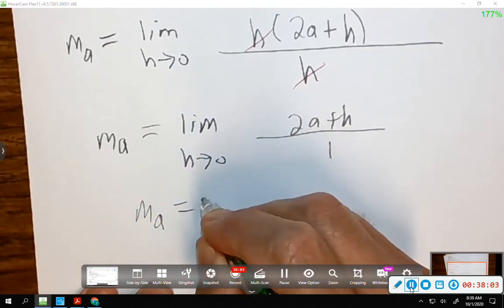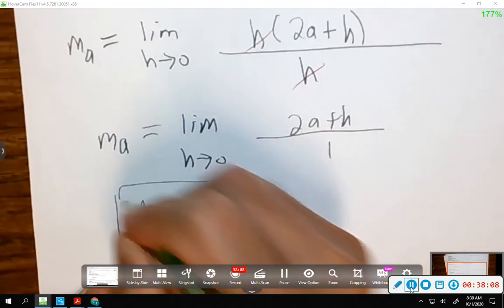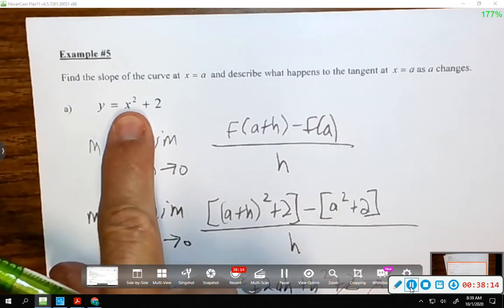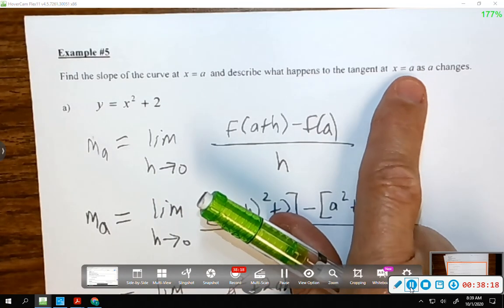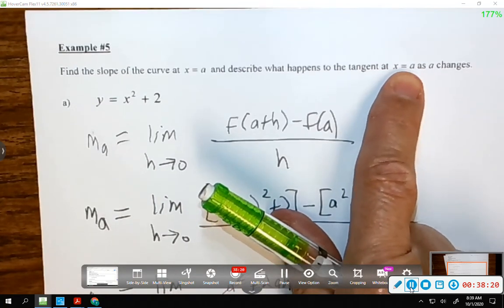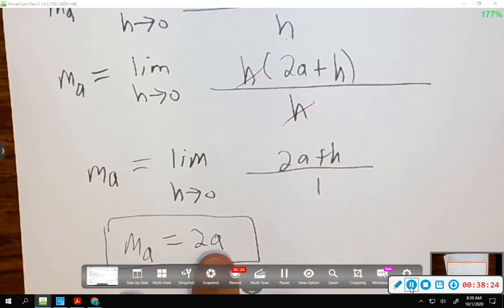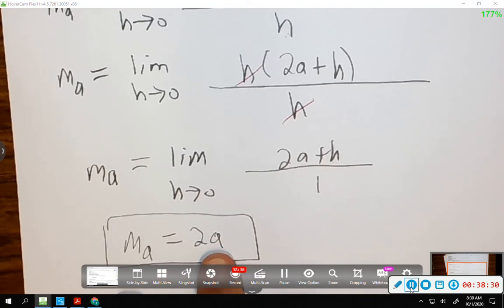This is very important. If I want to find the slope of this curve right here at any value of x, so a could be 2, it could be 3, it could be 5, it could be negative 0.5, it's just simply going to be 2 times whatever the x-coordinate is. That will tell me the slope. So now I have this nice generic formula that will give me the slope at any value of a.